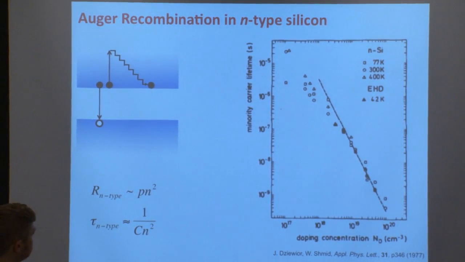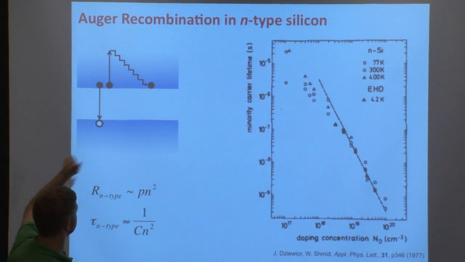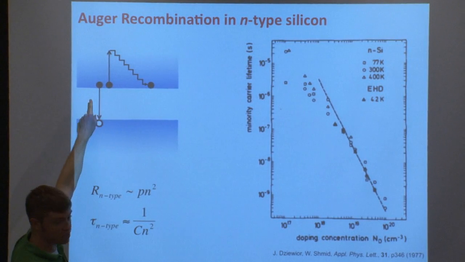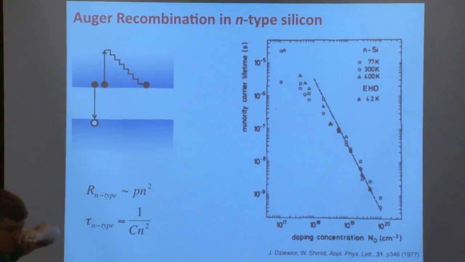Are both the top blue part and the bottom blue part N-type? Sorry, I didn't label this, you're right. This is the valence band. Okay. That's the conduction band. Okay?